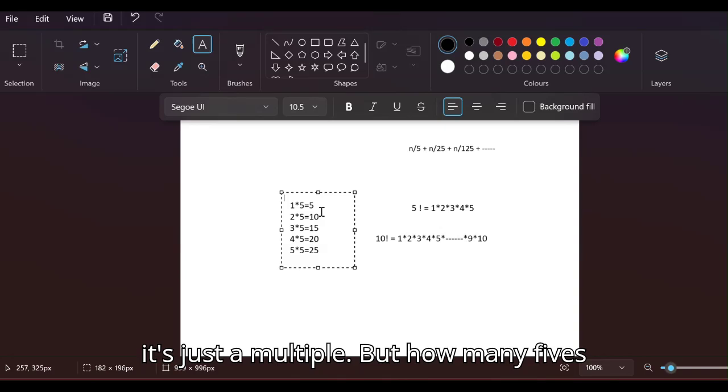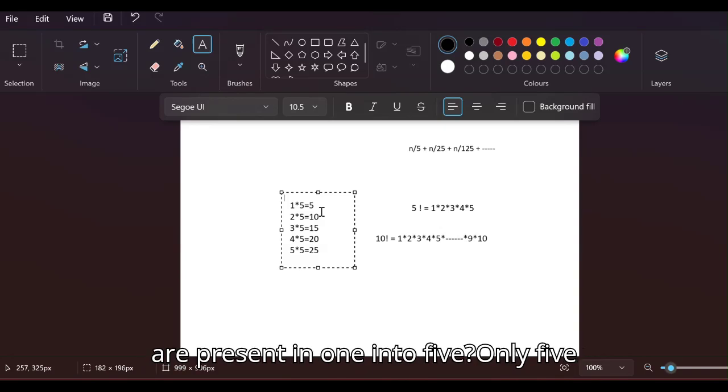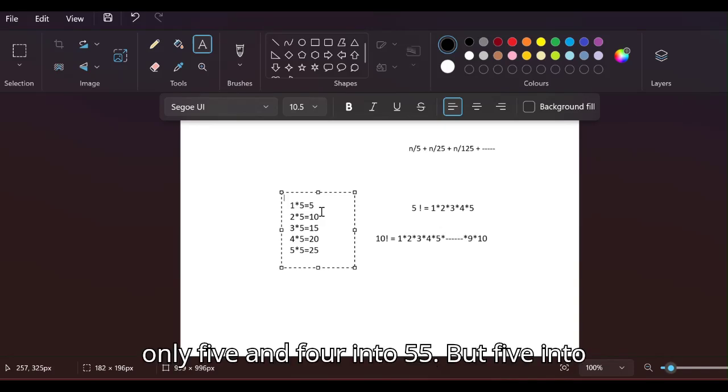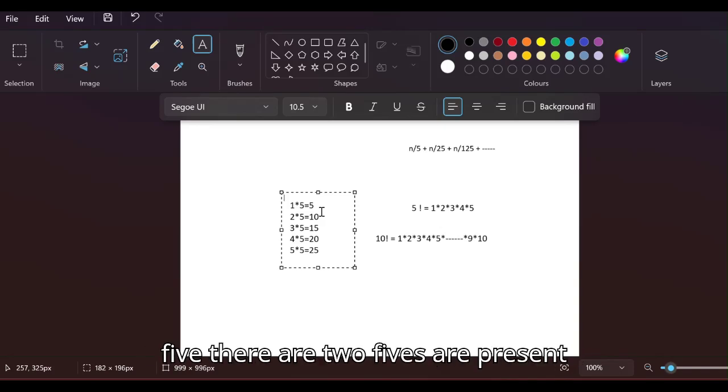But how many 5s are present in 1 into 5? Only one 5. And 2 into 5, only one 5. 3 into 5, only one 5. And 4 into 5, one 5. But in 5 into 5, there are two 5s present.